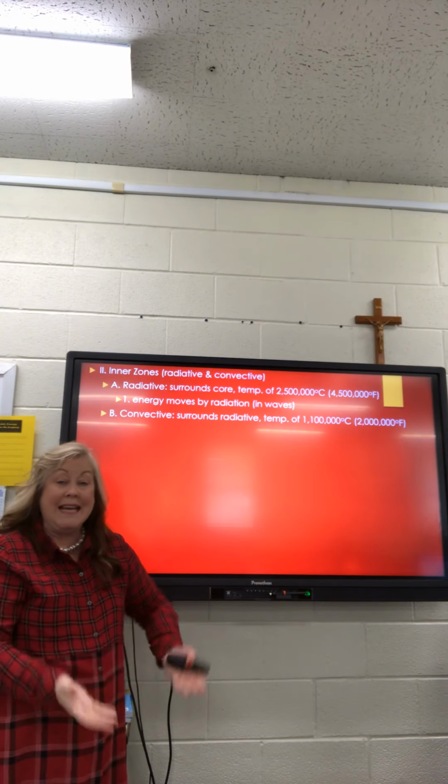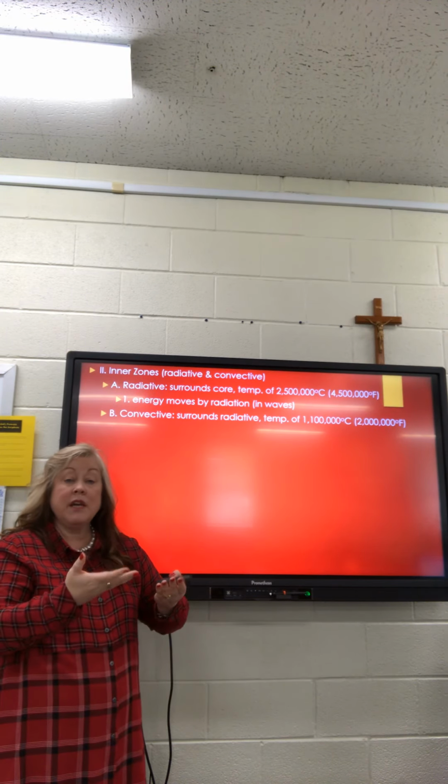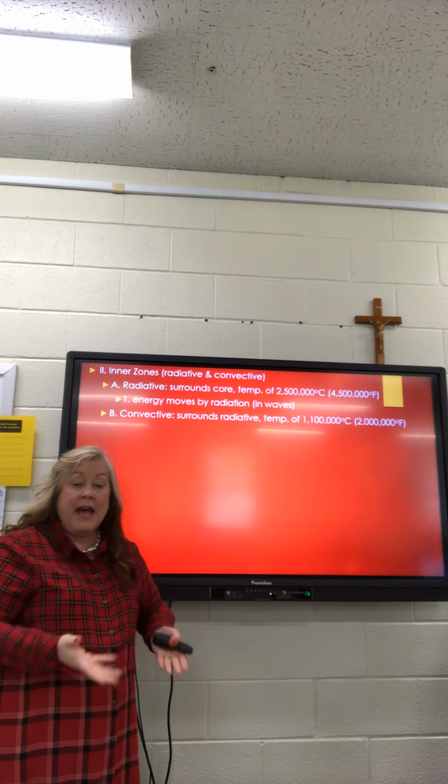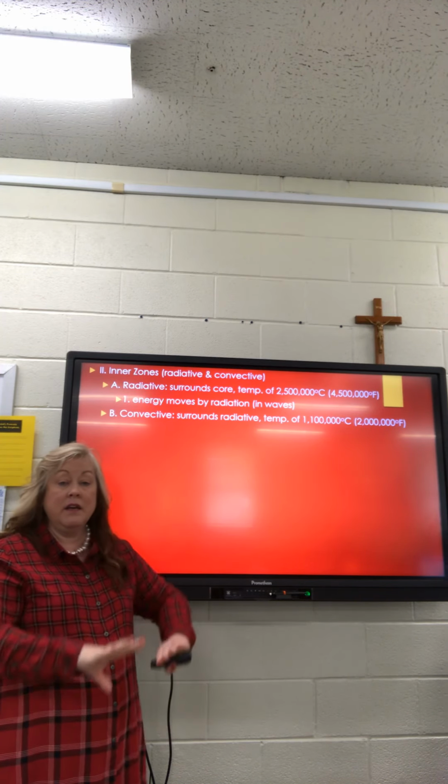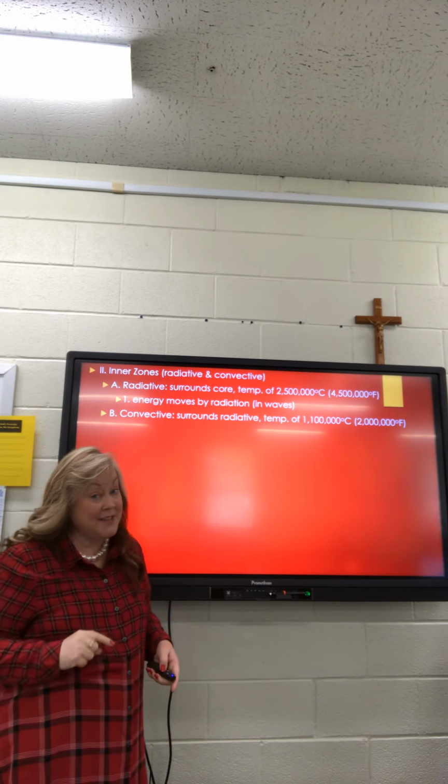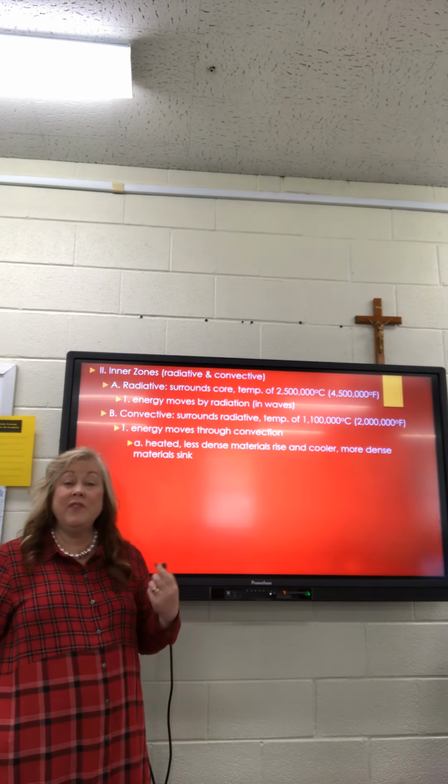The convective zone surrounds the radiative zone. The convective zone gets its name because energy is moving by convection. Heated, less dense materials rise, cooler, more dense materials sink, and this rising and sinking moves energy and creates this rolling motion. Remember the asthenosphere? Just saying. Energy moves by convection. This layer is cooler at 2 million degrees Fahrenheit. Still pretty hot. Surrounding these inner zones, you have what we call the atmosphere.